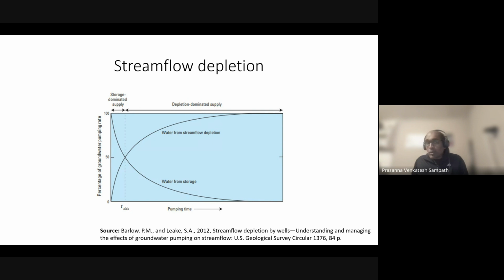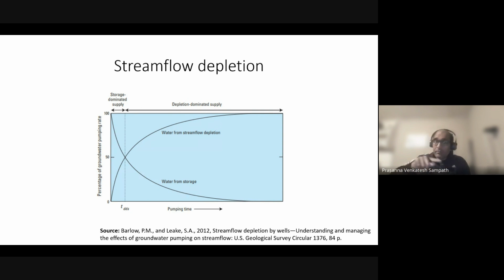Now, initially, all the water that is being pumped by the well is coming from the storage in the aquifer. So that's why this water from storage curve starts at 100 and asymptotically approaches zero. At time t equal to 0, water from storage is at 100, which means initially all the water that I'm pumping out is coming from the storage in the aquifer. As time goes on, the portion that's coming from storage keeps decreasing, and eventually it reaches zero.